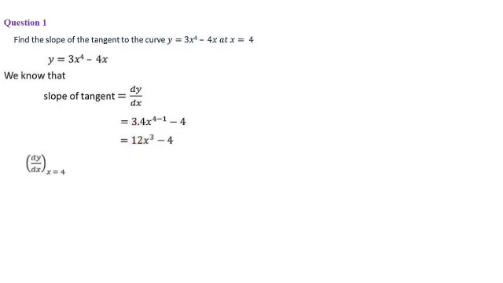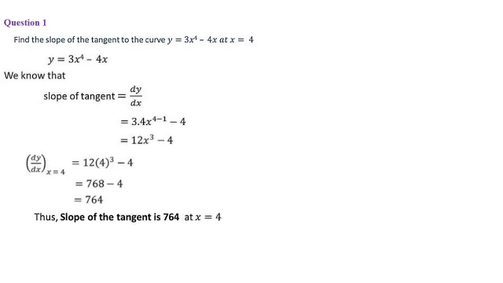Then the derivative we have calculated, and at the point x = 4, if you do it, then you will get the slope. So dy/dx at x = 4 means here you replace x and put 4. So 12 into 4^3 minus 4. That is 12 into 4^3, which is 768, minus 4. That is 764. So this is the slope of the tangent at x = 4.